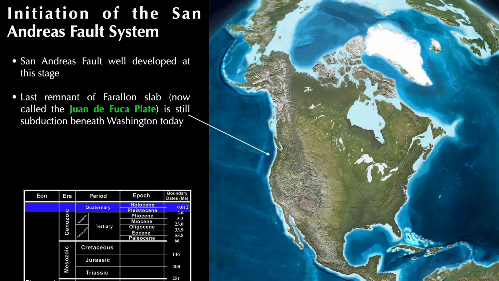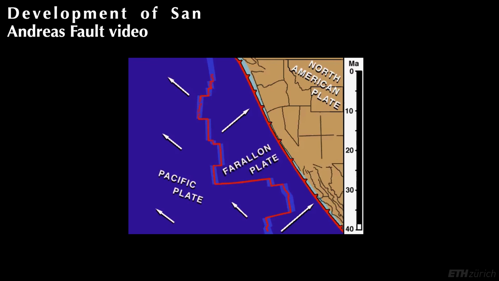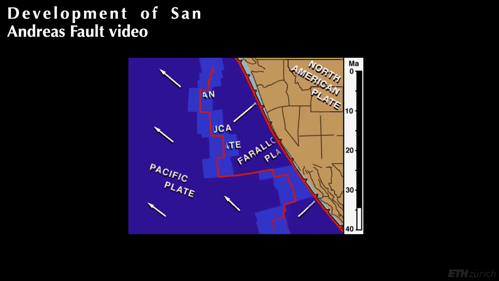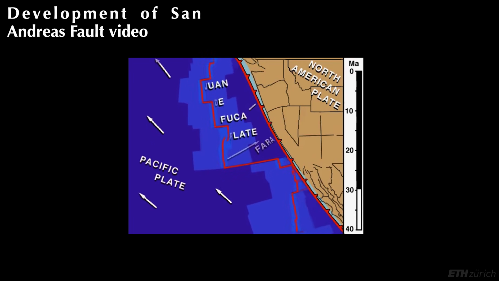To the north, in what is now known as Cascadia, there's subduction of this last tiny remnant of the Farallon slab. It's now referred to as the Juan de Fuca plate, and that's active subduction occurring beneath Washington and British Columbia presently. Just as a final overview of that, this is a great animated reconstruction from Tanya Atwater showing this development in cartoon format. So you can see those last vestiges of the Farallon plate subducting.